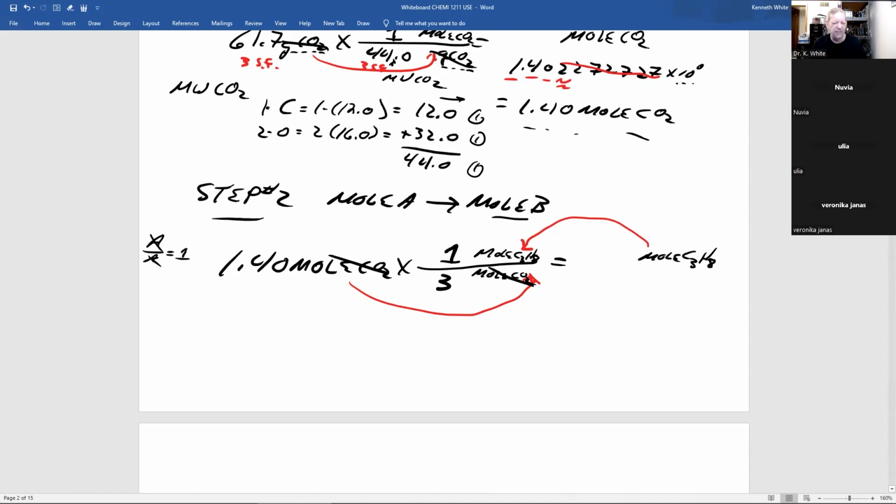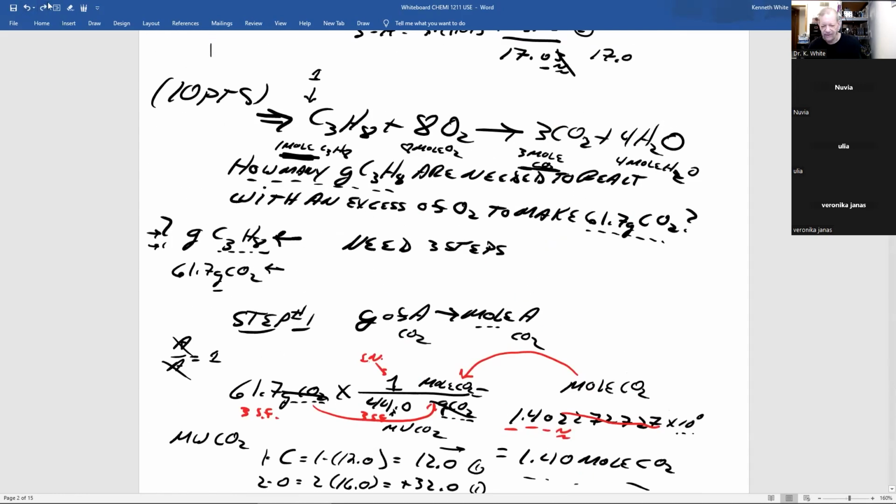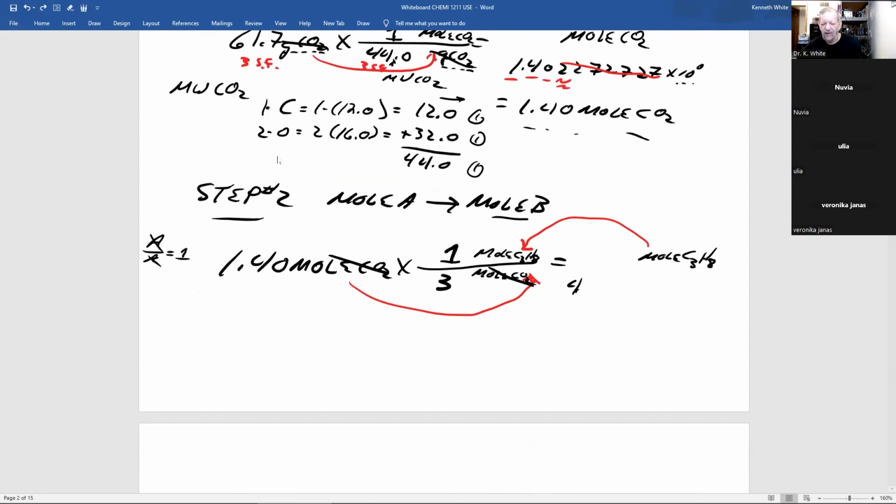And now I can pick up my calculator, clear it, 1.40 times 1 divided by 3, I get this number. .6666, and it keeps on going, more 6s, but I'll just do that, times 10 to the minus 1.